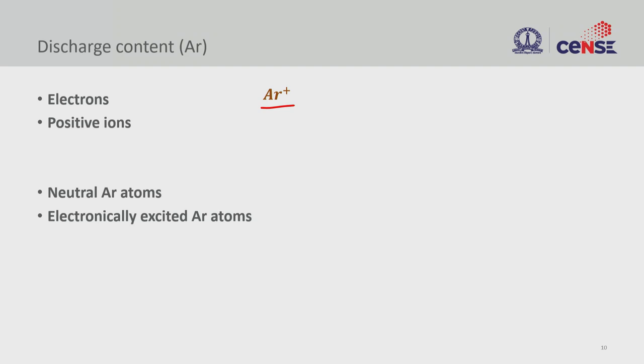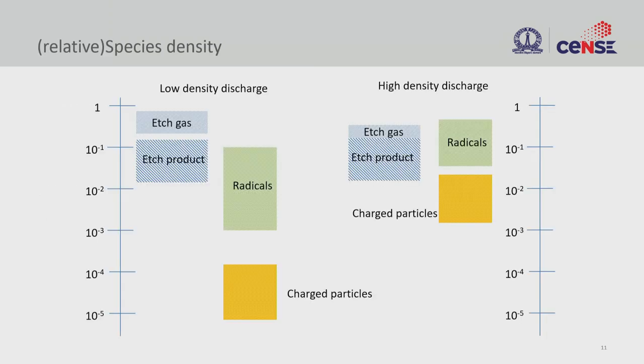And in some of the cases, you want to make this chemistry a little bit complex so that you have a handle on which paths to control, and you will have a possibility of controlling different types of species. And this is the relative density of different species, right, that you have in both low density discharge and high density discharge.